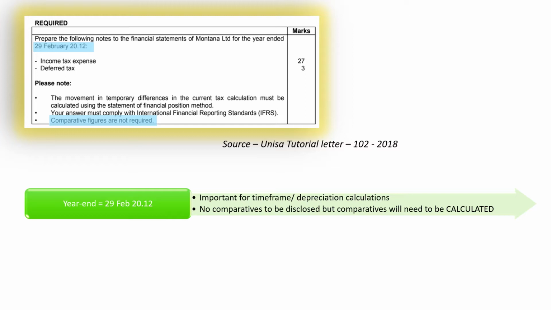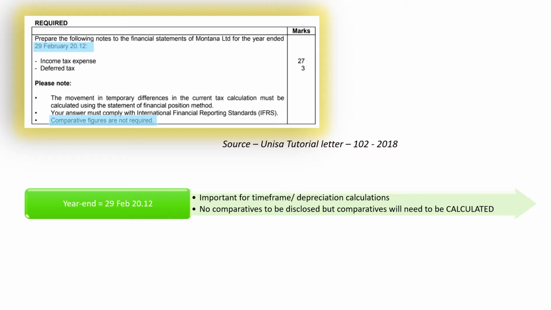Even though the last bullet mentions that comparative figures are not required, you need to understand that comparative figures may not be required to be disclosed, but at some point in a deferred tax question, we always require comparative figures to be calculated. So just bear in mind that trick on the last bullet.